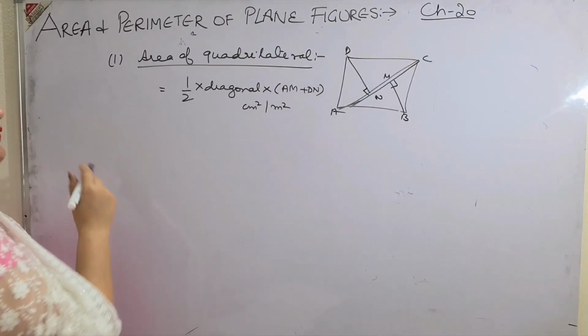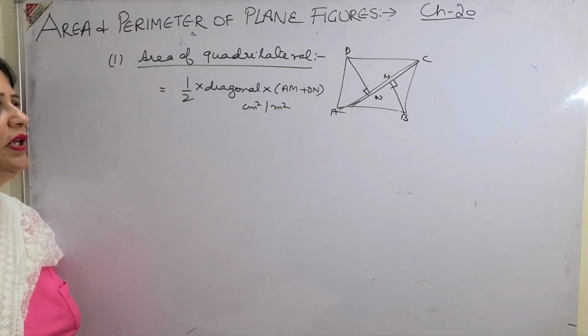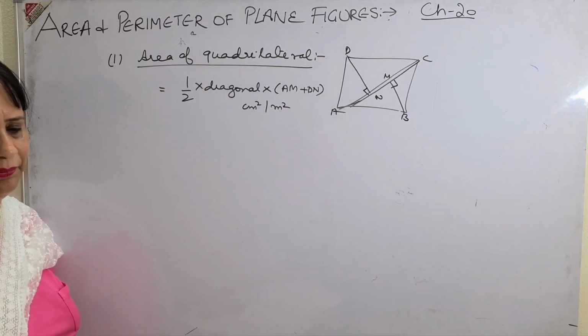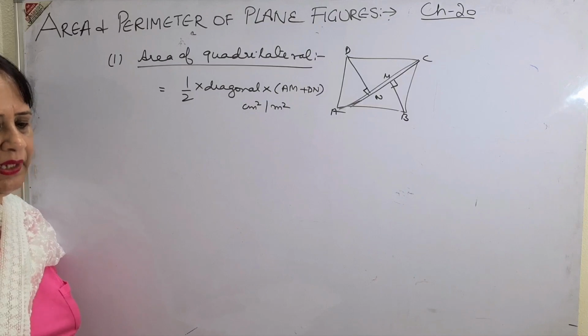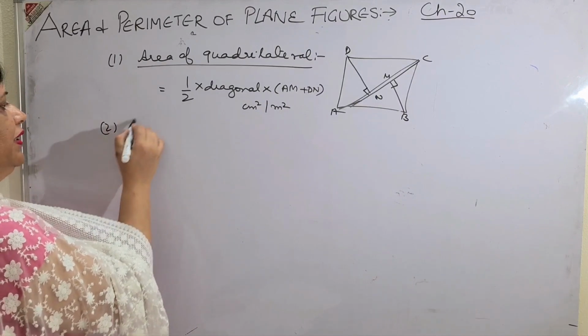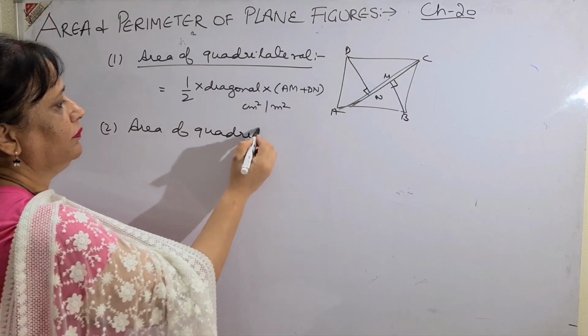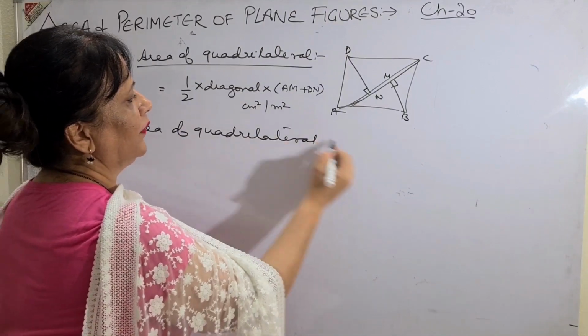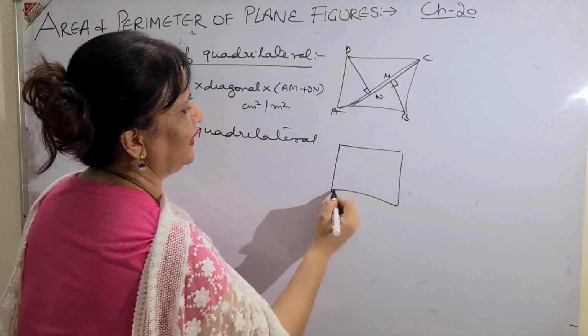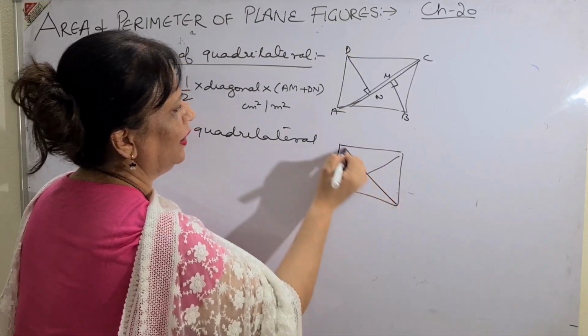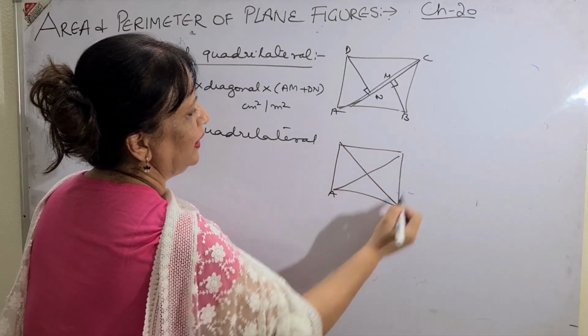So this is the first type of area of quadrilateral which you are doing for the first time, so you have to be well versed with it. Then a second type, again area of quadrilateral, but where the diagonals bisect each other, or intersect, you can say, bisect or intersect, each other at 90 degrees.